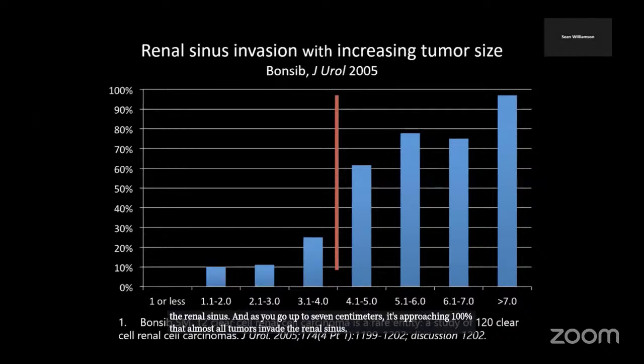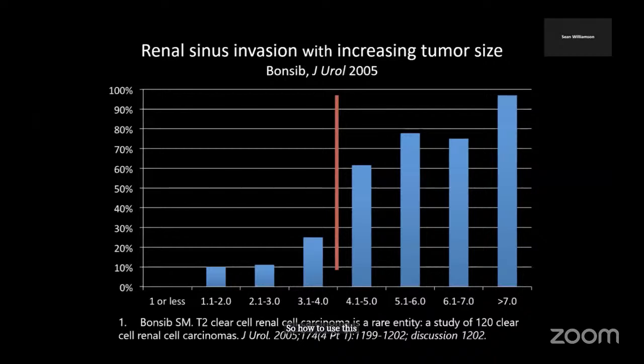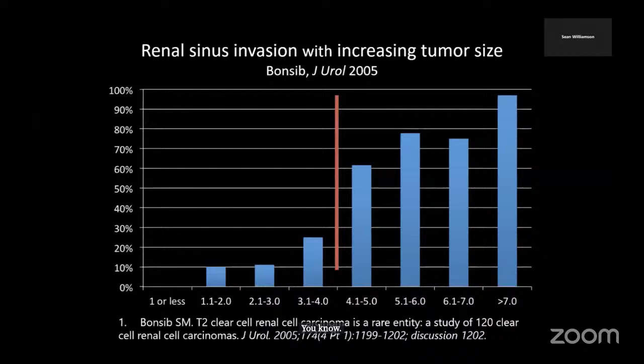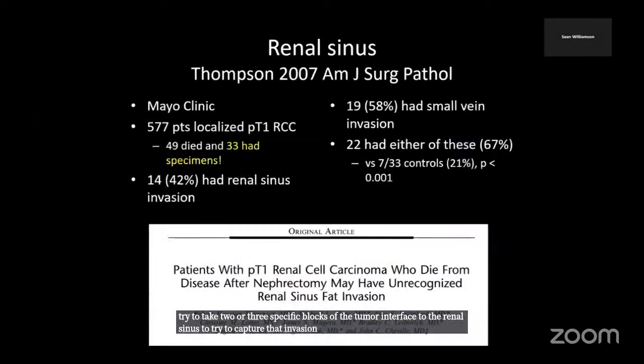So how to use this in practice: I will take additional sections from the interface of the tumor to the renal sinus when I start to see a tumor that's over 4 or 5 centimeters. Submitting the entire interface may be excessive if that's going to take numerous blocks, but I at least would try to take 2 or 3 specific blocks of the tumor interface to the renal sinus to try to capture that invasion in a larger tumor.